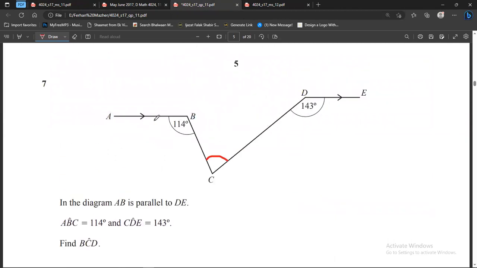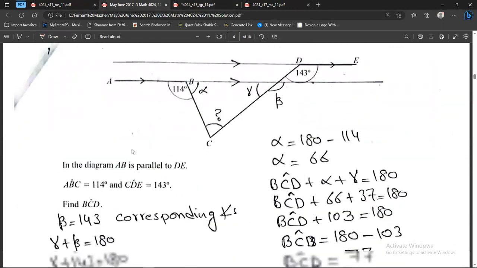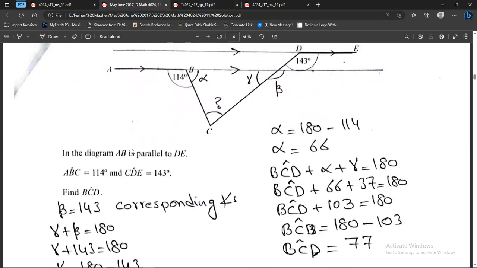The methodology is very simple. You prolong this line, you also prolong this line, then it will become very easy. So here I have prolonged this line, I have also prolonged this line. This angle is 143, because these two lines are parallel to each other. So this angle and the angle beta, they are corresponding angles. So the beta will also be 143.